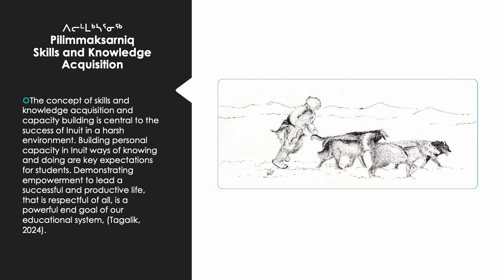The next Inuit Qaujimajatuqangit societal value we will be focusing on is Pilimmaksarniq, which is also known as skills and knowledge acquisition. In this photo here, you could see a man hunting with their traditional dogs. This man portrays skills and knowledge needed to be able to be a successful hunter and a successful individual who is able to navigate their surroundings with little to no materials and tools.